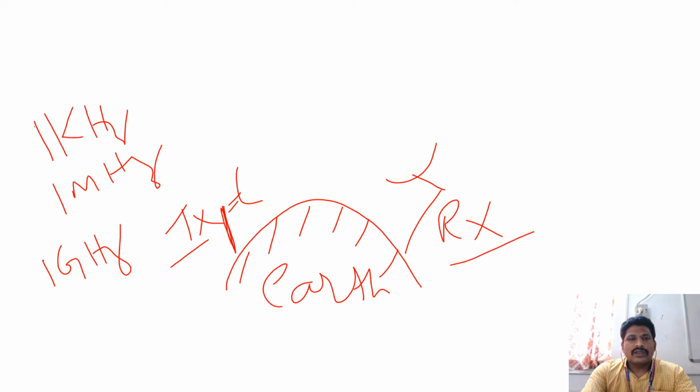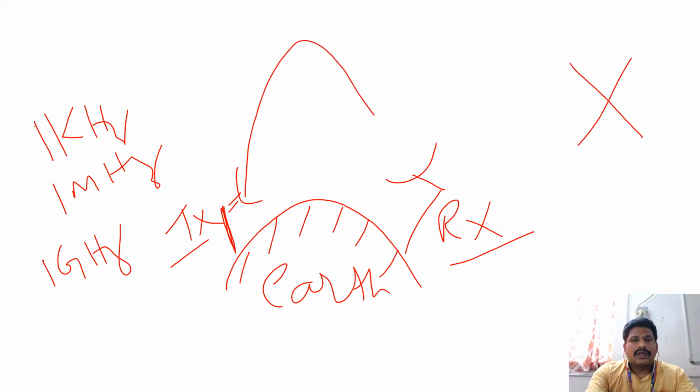My first question is, will all the signals, either the 1 kilohertz signal, the 1 megahertz signal or the 1 gigahertz signal, travel the same height from the earth surface? Definitely my answer is no. One signal may go deeper into the atmosphere, one signal may go like this, and one signal may go like this.